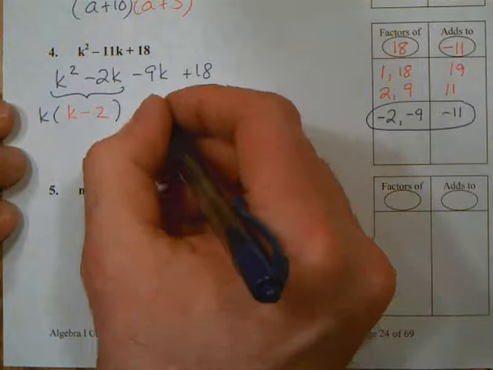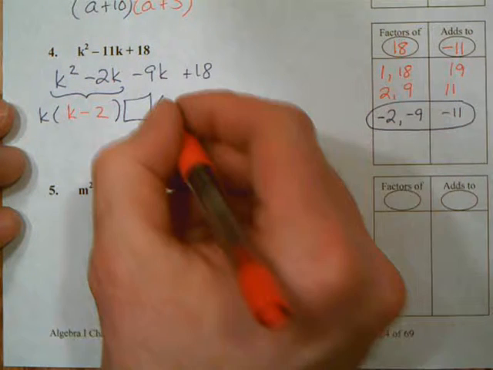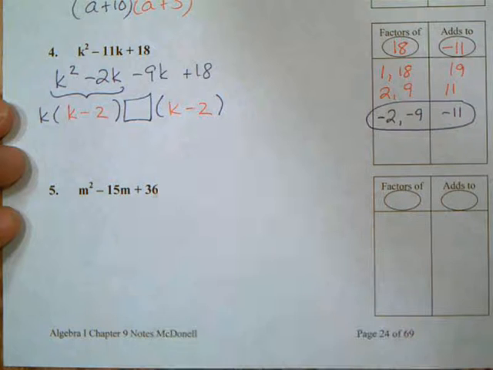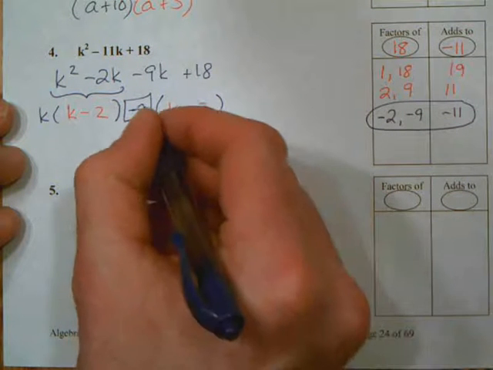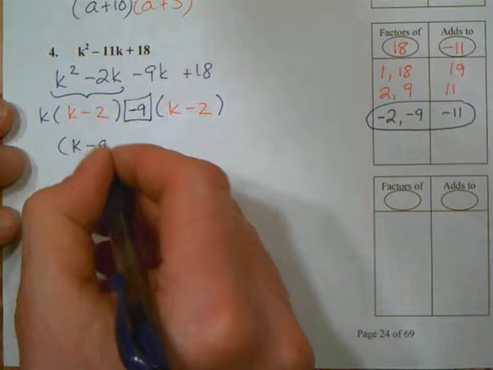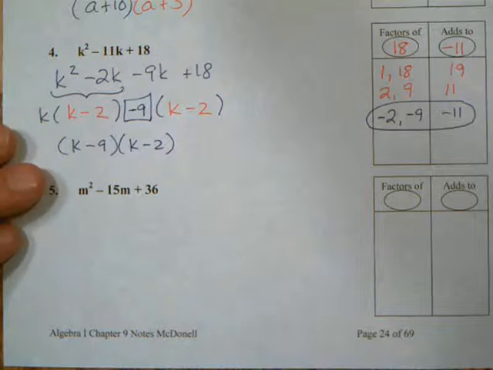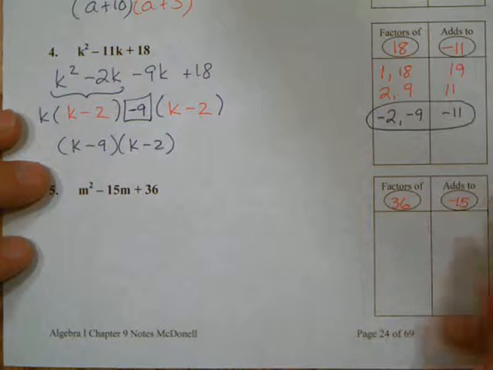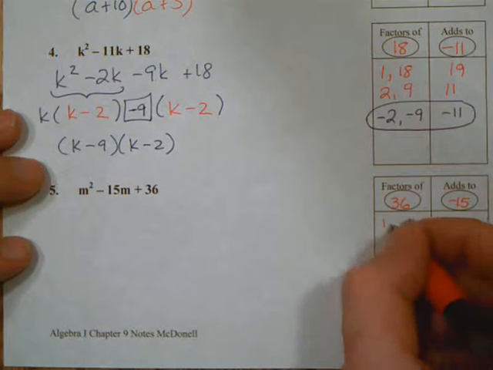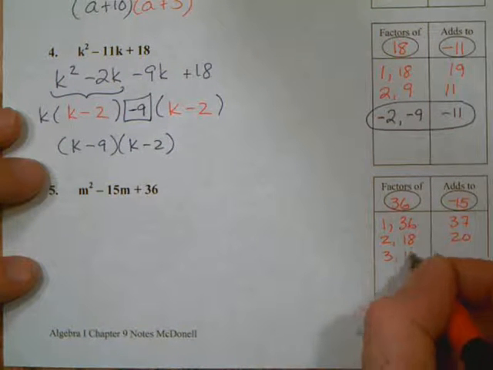k squared minus 2k minus 9k plus 18. We look for our GCF of the first two, and that's k. Can you think what goes in there? Did you think k minus 2? I hope so. Once again, what's going to go in our back parentheses? k minus 2. 18 divided by negative 2 is negative 9. So our answer is k minus 9 times k minus 2.